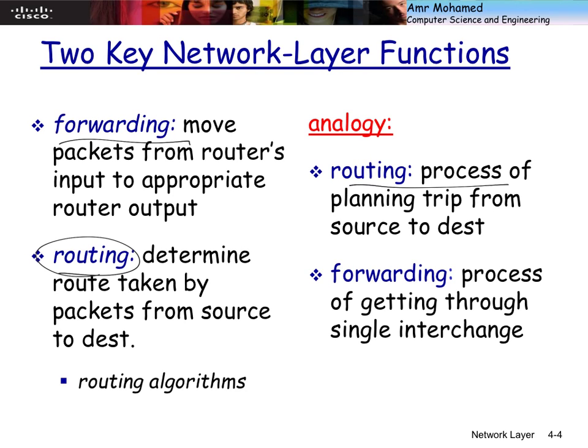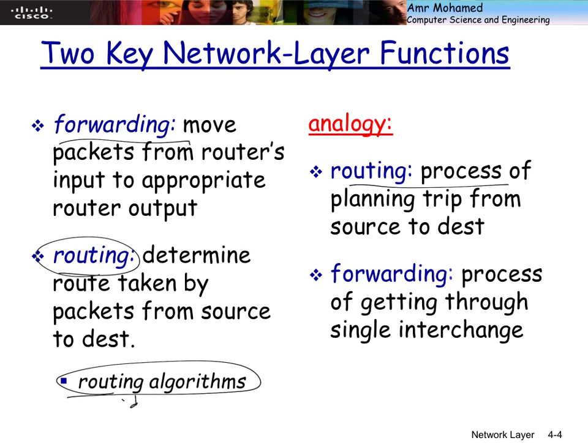Forwarding talks about moving packets from a router's input to the appropriate router output. You can think of a router as an intersection point on the way, or a roundabout kind of intersection. And of course, to plan your trip end to end, you have to have some routing algorithm, some smart procedure that calculates this path for you.